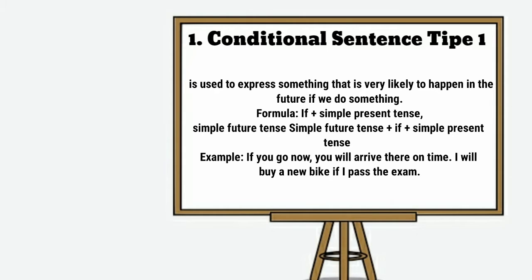Number 1. Conditional sentence type 1 is used to express something that is very likely to happen in the future if we do something. Formula: if plus simple present tense, simple future tense; or simple future tense plus if plus simple present tense. Example: if you go now, you will arrive there on time. I will buy a new bag if I pass the exam.